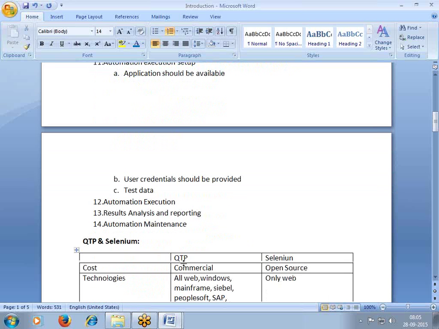After completing automation scripts execution, you have to analyze the automation execution results. All failed and passed results should be analyzed to make sure that all automation scripts are executed perfectly without any issues.